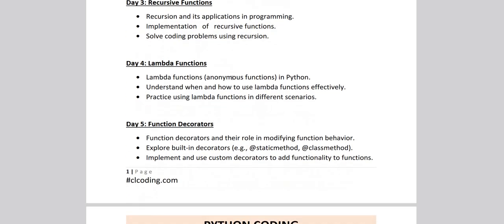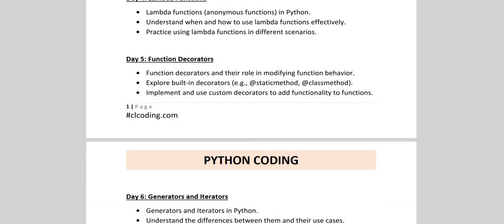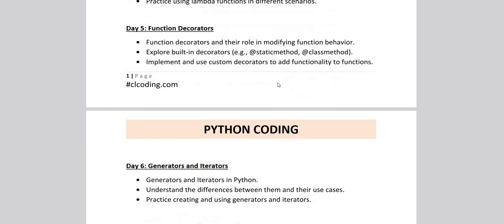And in day 4, we are going to see lambda functions, also known as anonymous functions in Python. Then we are going to understand when and how to use lambda functions. Then in day 5, we are going to see function decorators. We'll see what function decorators are and what their roles are. Then we are going to explore some built-in decorators present in Python, that are static method and class method, and how to implement them.